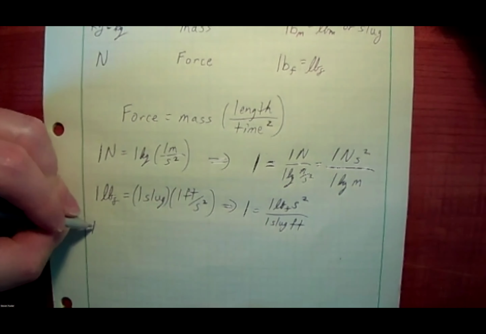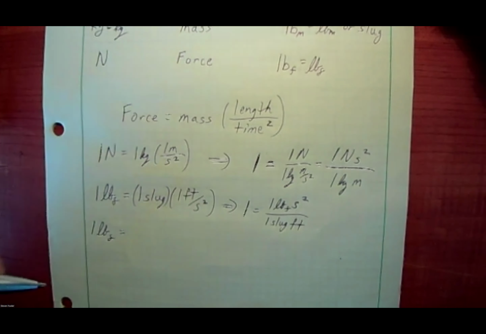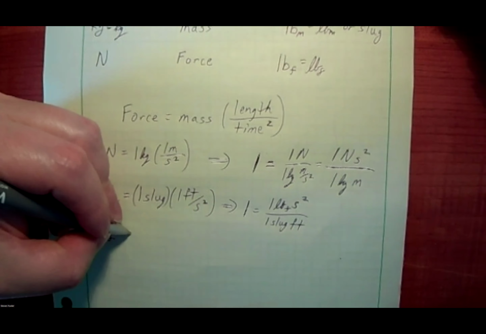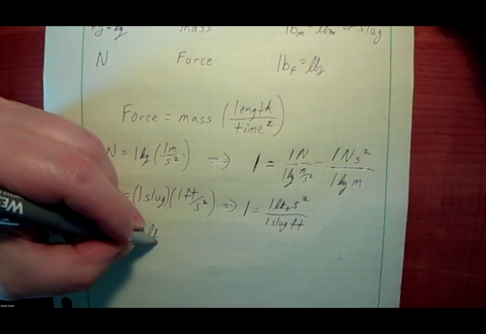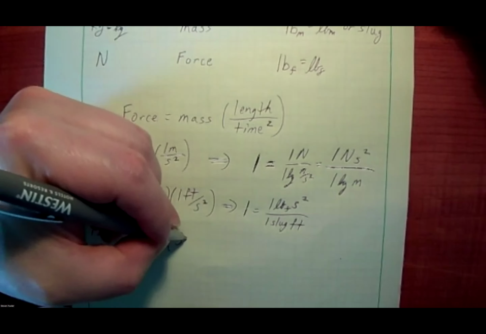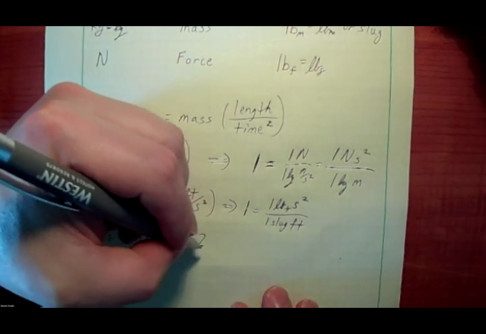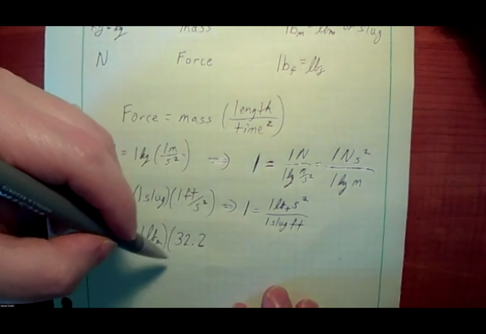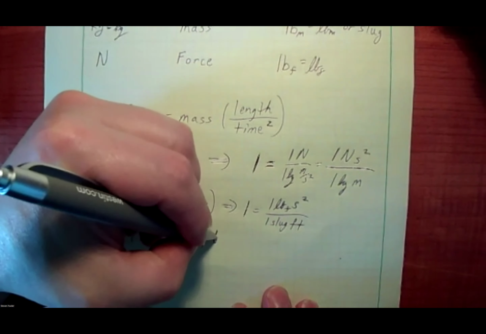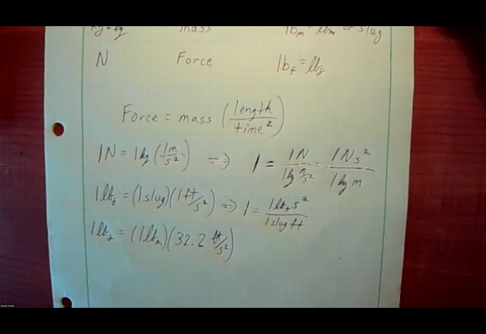Now, what we're going to do in this class is we're going to use the pound mass. So 1 pound force is the amount of force required to accelerate a mass of 1 pound mass at Earth's standard gravity of about 32.2. I think it's 32.174, but 32.2, three significant figures, is going to be just fine for us. That's Earth's standard gravity in units of feet per second squared.